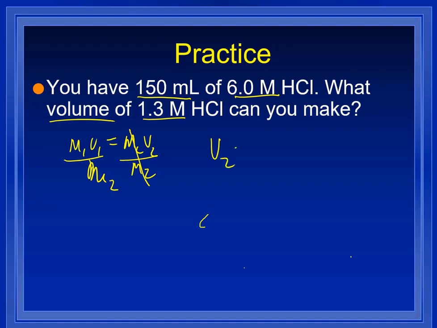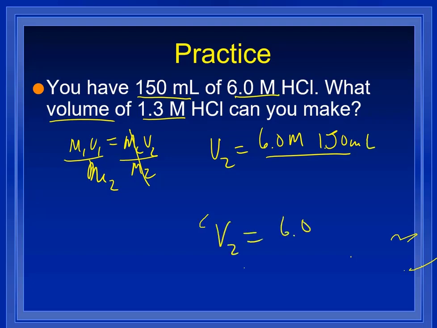So V2 is going to equal... I know I want M1 to be 6.0 molar, but the question is, can I do this in milliliters? Let's find out, because I'll just do it twice. Once in milliliters, 150 milliliters, and once in liters, which is 0.15 liters. Both those I have to divide by 1.3 molar.